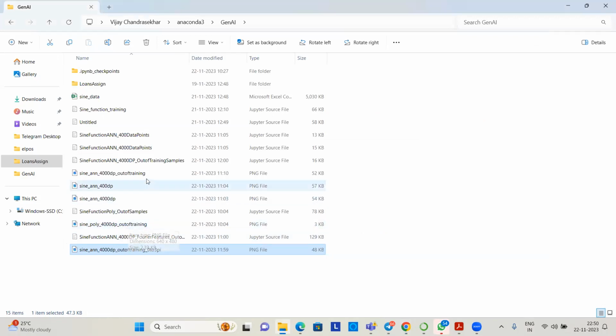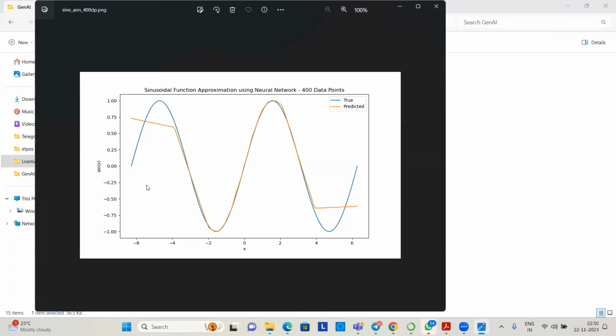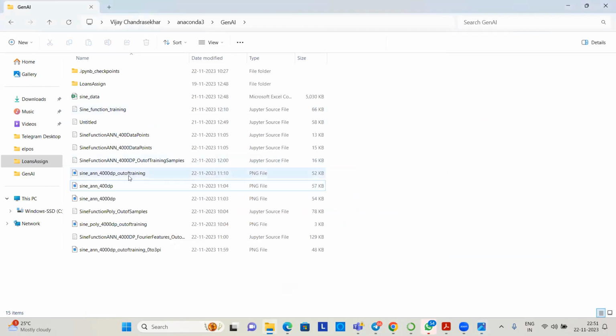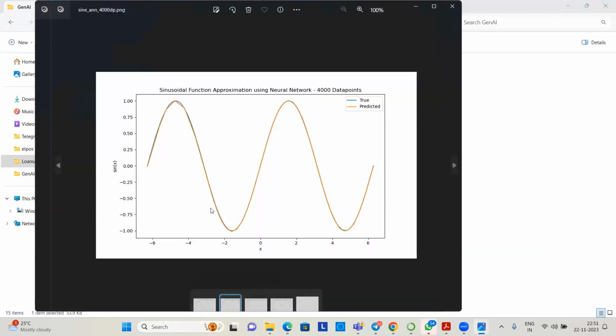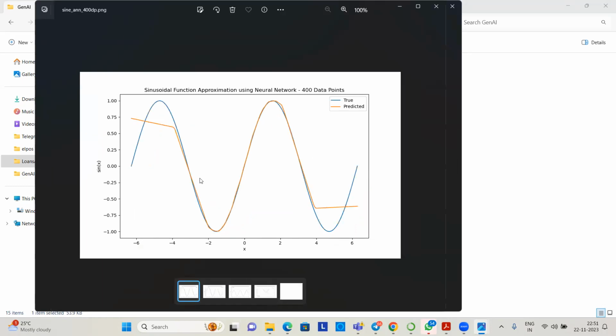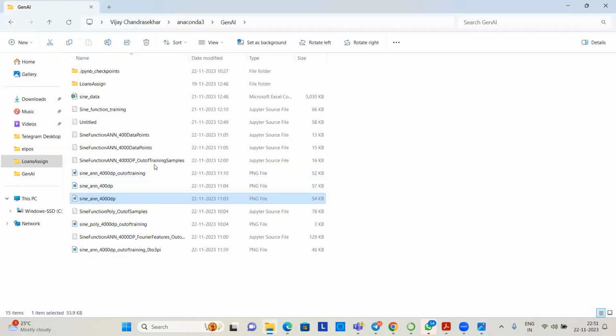These are the results. I've shared it in the group. So the first is when we have 400 data points, it was okay, but it didn't do a fantastic job. It did a poor job at these two regions. And then with 4,000, it was much better in the sense it could exactly mimic the true value. And finally, when I looked for out of samples, I should have it somewhere.